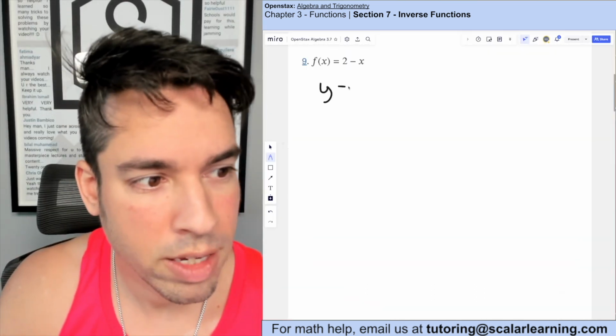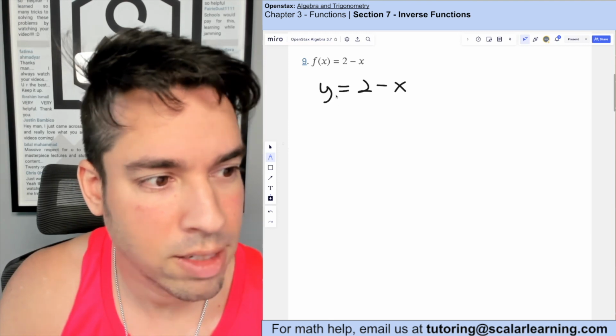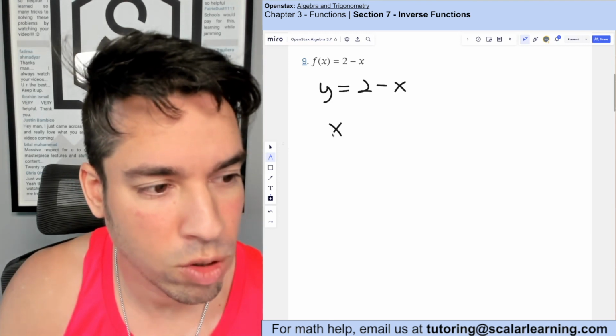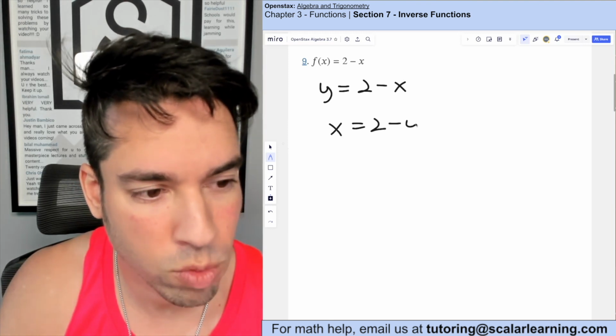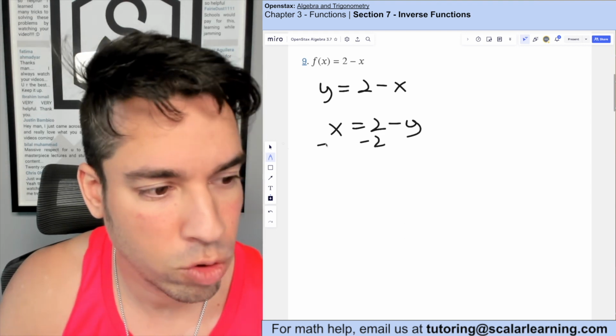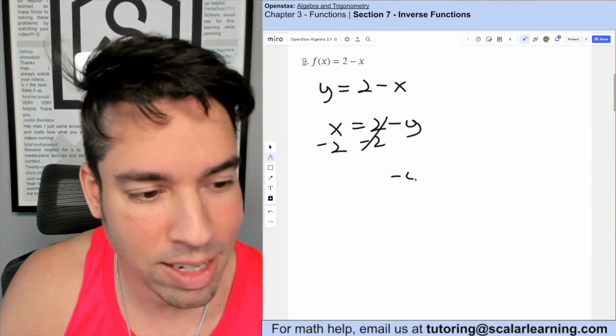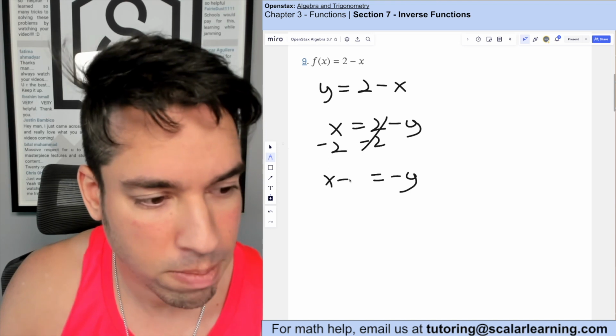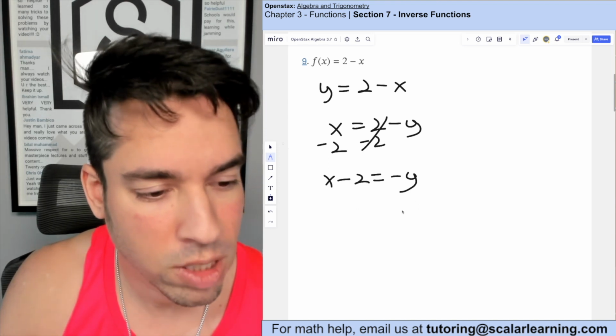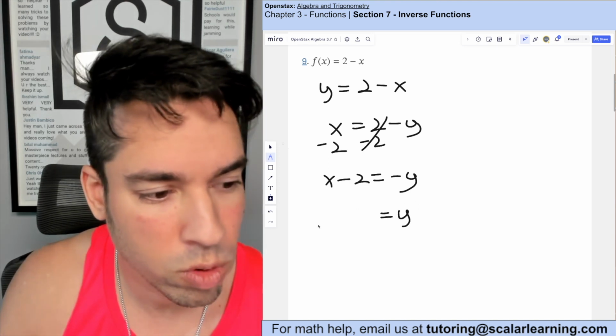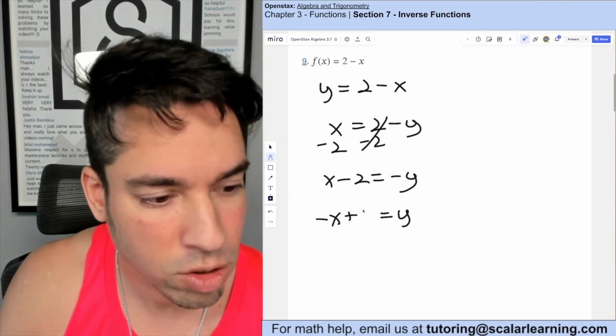To find the inverse, we're going to start with y equals 2 minus x, and then we're going to swap the x and y. So x equals 2 minus y. I'm going to subtract 2 from both sides. I get -y equals x minus 2. Then I'm going to divide both sides by -1. y equals -x plus 2.